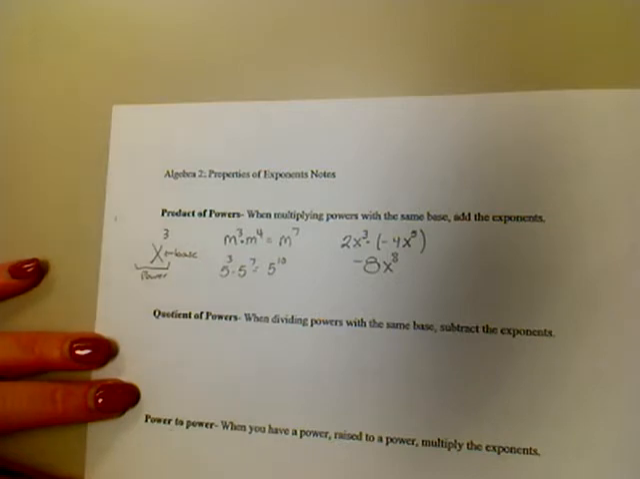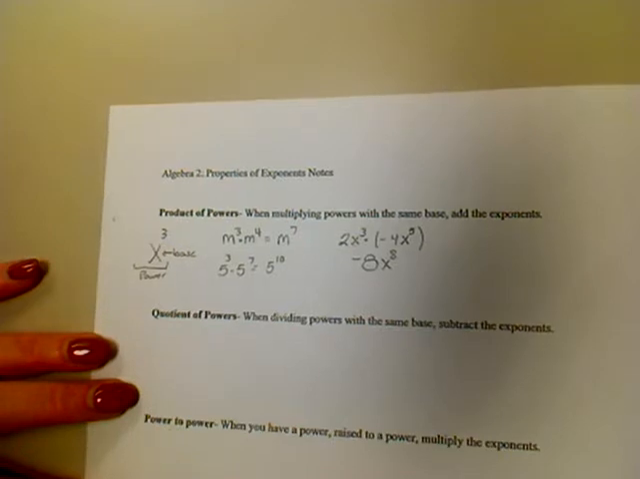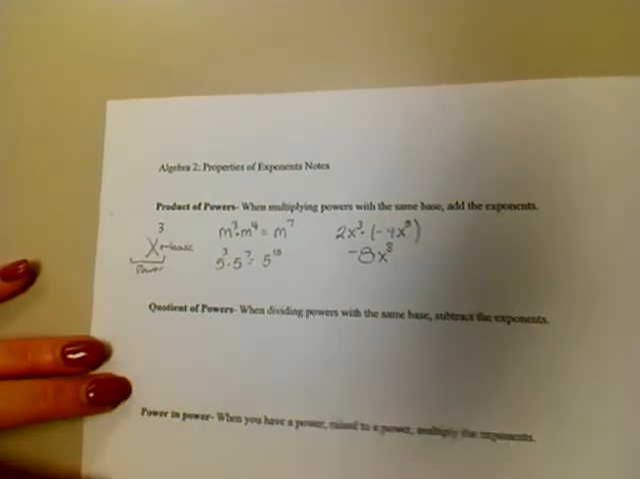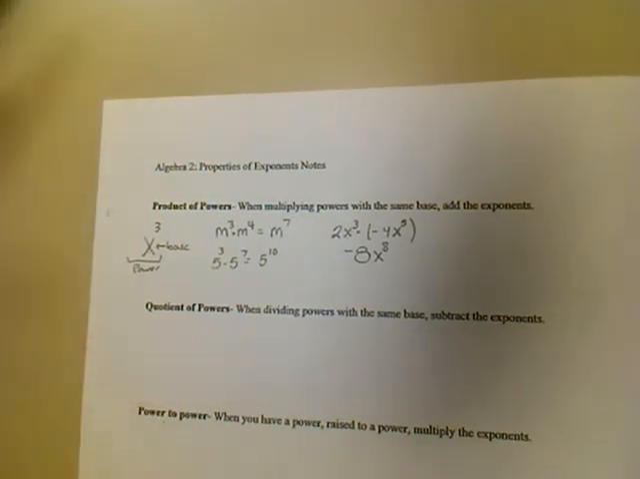So any questions on the power to power, or on the product of powers? Most everybody did okay on that one. That's not really where we struggled. I think everybody's kind of got a handle on that. Quotient of powers is when you're dividing powers with the same base. This is where it got a little sketchy.